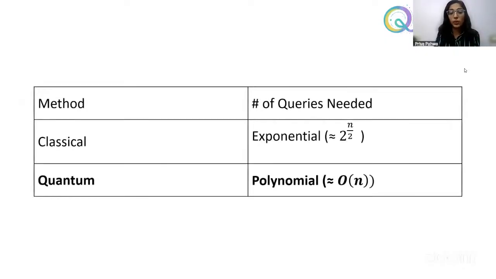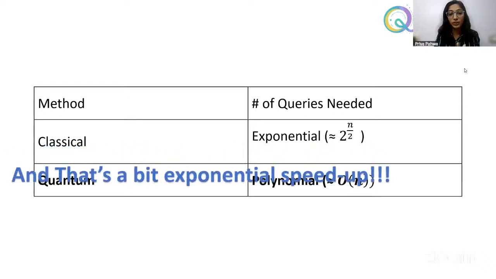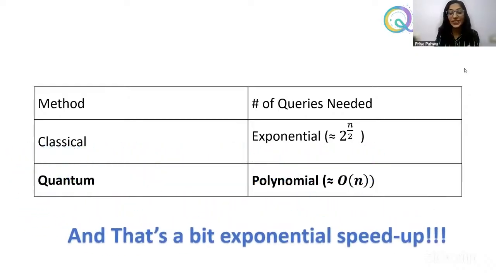Classically, you would need exponential time, like 2 to the power n by 2 queries, but quantum reduces this down to polynomial. That's an exponential speed up if you say it that way. So yeah, this is all about Simon's.